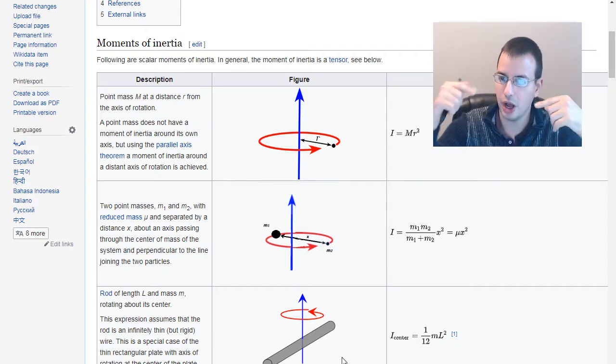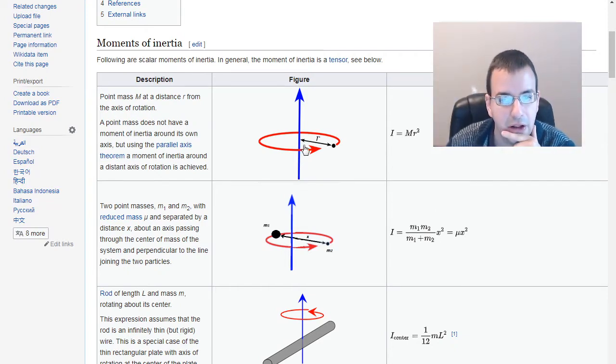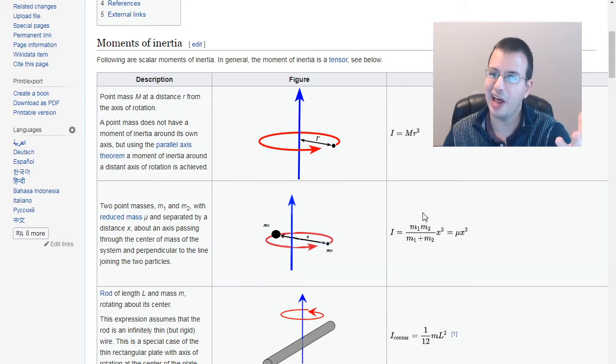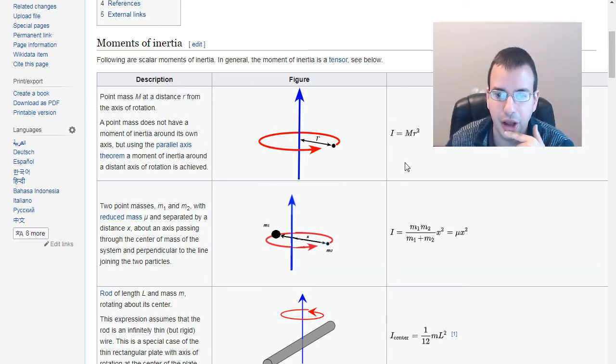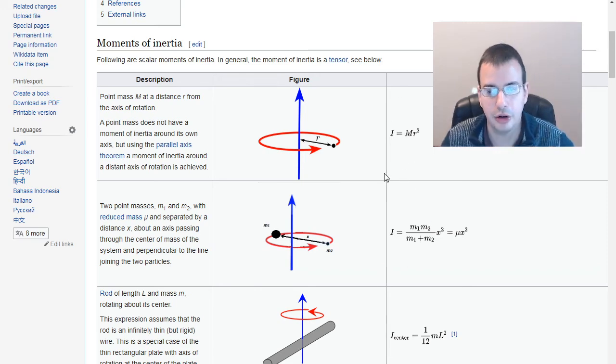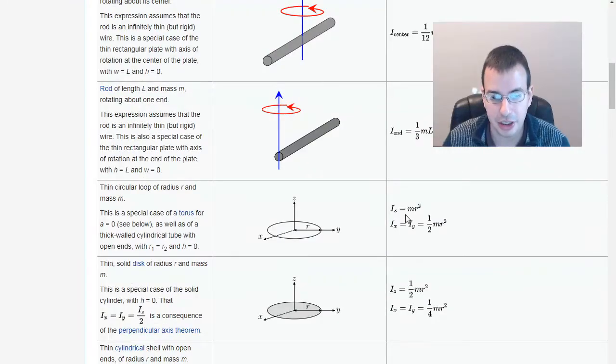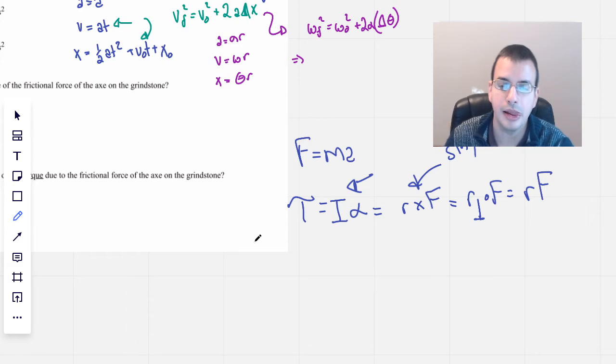If you have a rod spinning, it's 1/12 ml squared. And the other one is, you're going to learn about the parallel axis theorem, which also involves mr squared. Okay, so the answer we want here is 1/2 mr squared. Go back to the problem.